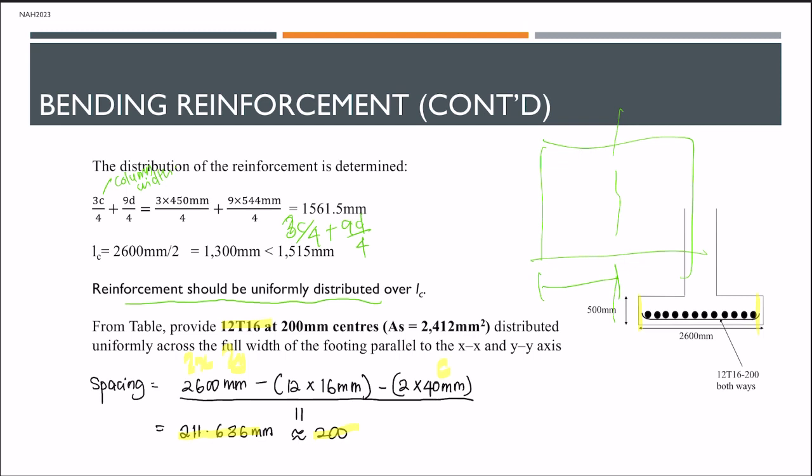So I draw or sketch the cross section of the footing. Okay, so this is the total height which is according to what I assumed earlier, and this 2600 is what we got when we designed the size of the base, and 12T16 is what we calculated, and its spacing is 200 both ways, meaning they cross each other, right?